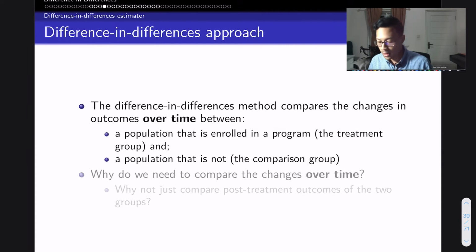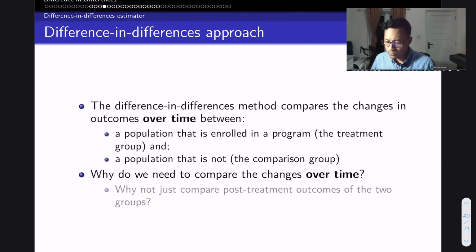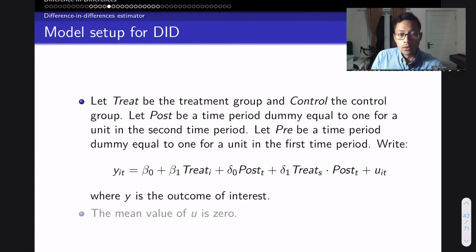Now we'll go back to the garbage incinerator example in a while, but let's discuss the particularities of this difference in differences model. So the question is, why do we need to compare the changes over time? And why not just compare the post-treatment outcomes of the two groups? So let's continue into the model setup for the DID.